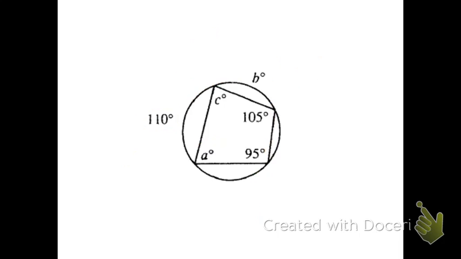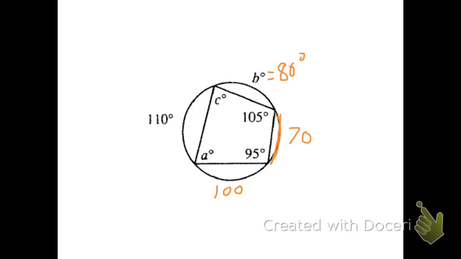So now to help us figure out angle A, remember that we know that this arc right here is 100, and this arc right here is 80 degrees. Then we could figure out that this arc would have to be 360 minus 110 minus 100 minus 80. So it would have to be 70 degrees.